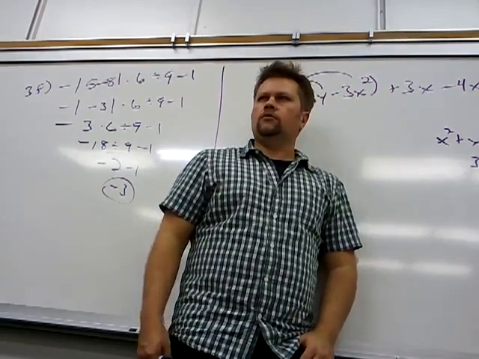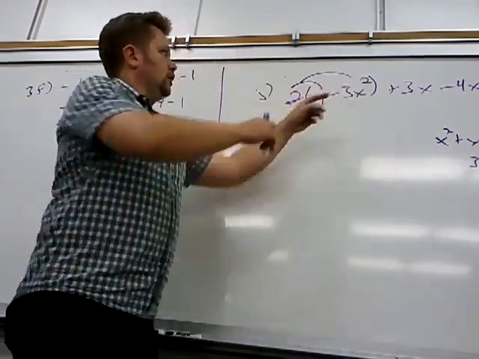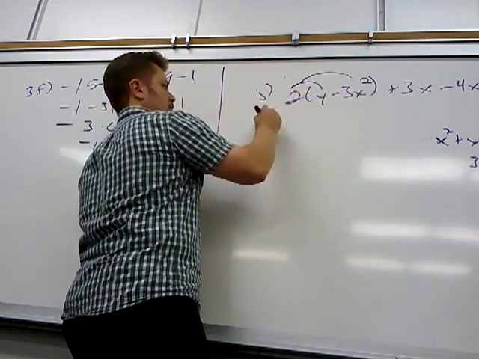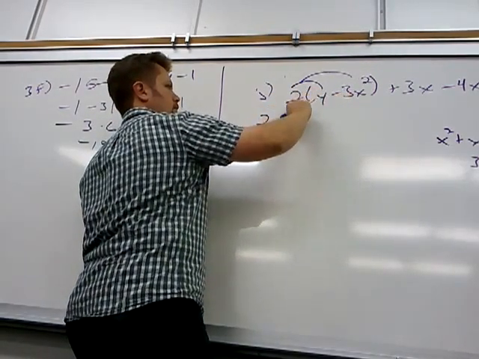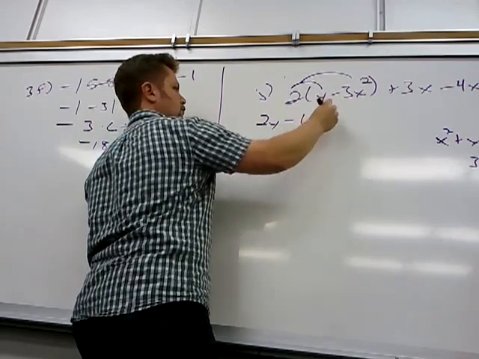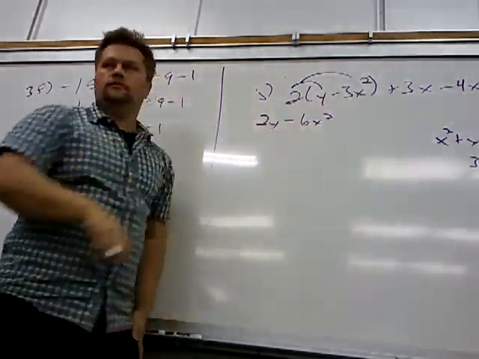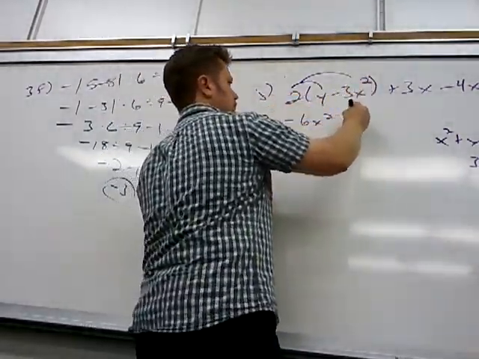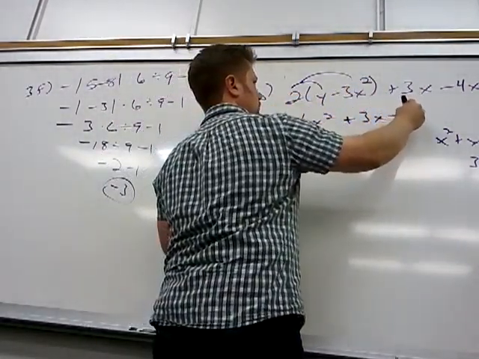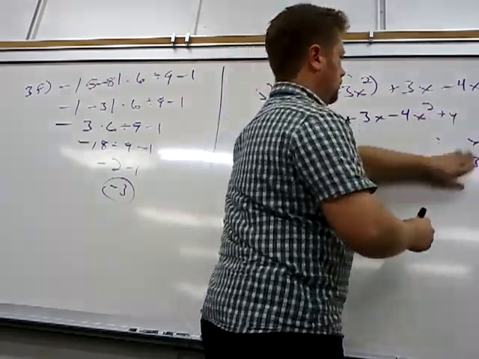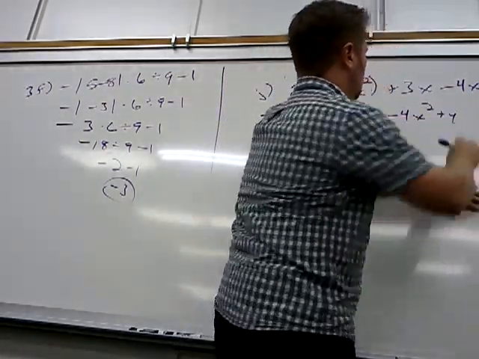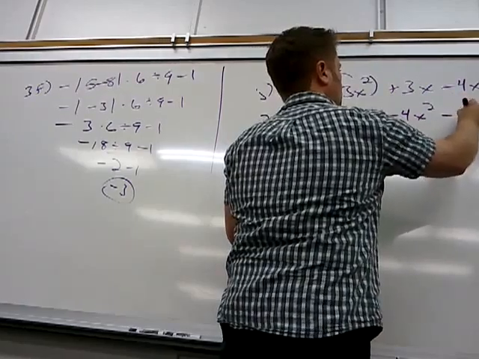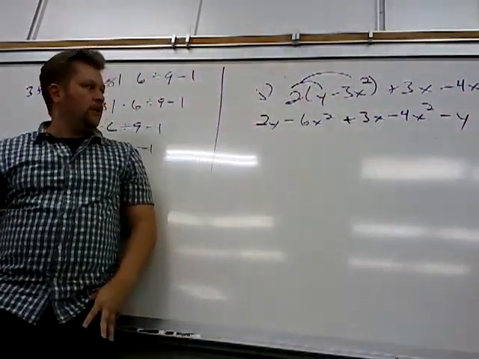Okay. Cool. So here I get twice y, minus 6. Good. Minus 6x squared, because twice 3 is 6 and it's a minus. And then plus 3x. That's a minus y, not plus y. Oh, thank you. And what are my like terms here?